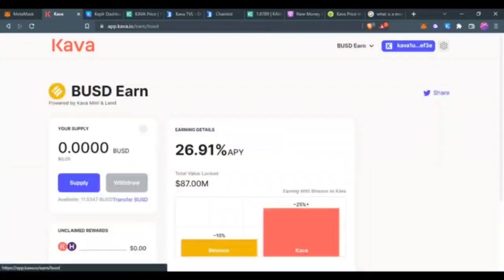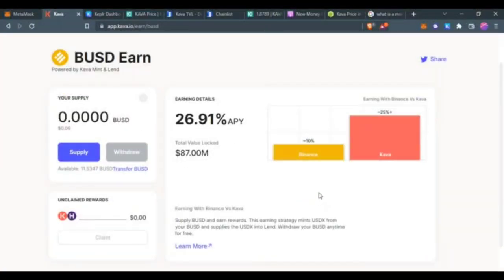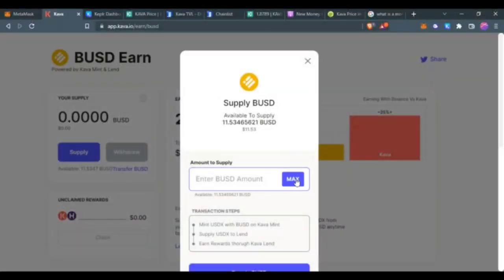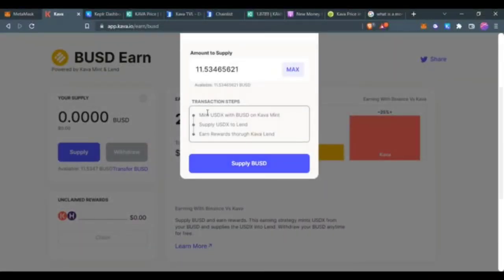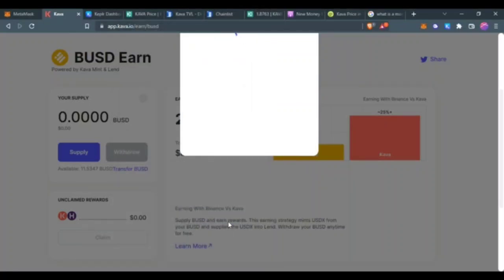Now we'll come back over to BUSD earn. As of right now, the earning details are 26.91% APY. Total value locked is $87 million. Earn with Binance versus Kava. Kava 25% more. So let's go ahead and supply. We'll do the max amount. Now, transaction steps. Mint USDX with BUSD on Kava Mint. Supply USDX to Lend. Earn rewards through Kava Lend. And that's the process that's being done here, all through one transaction.